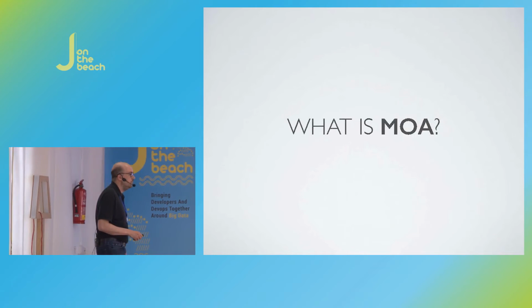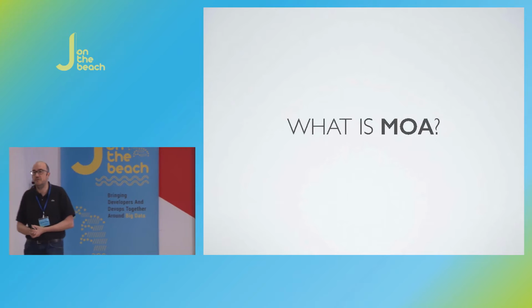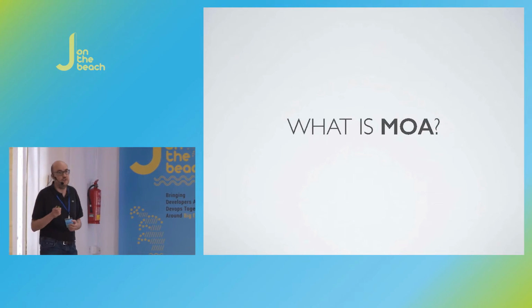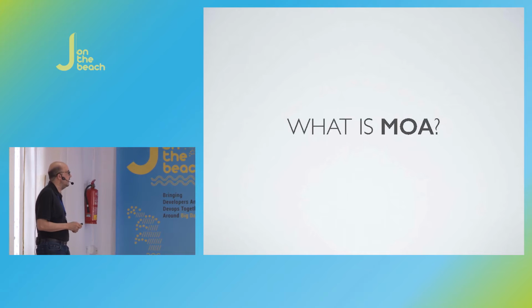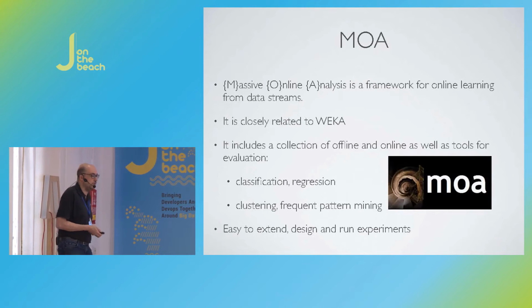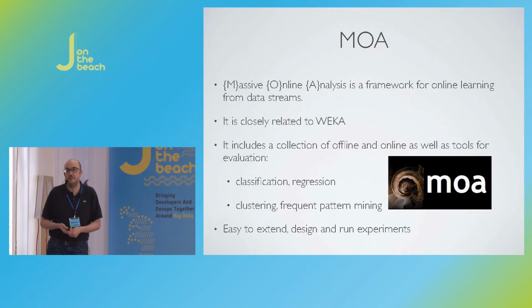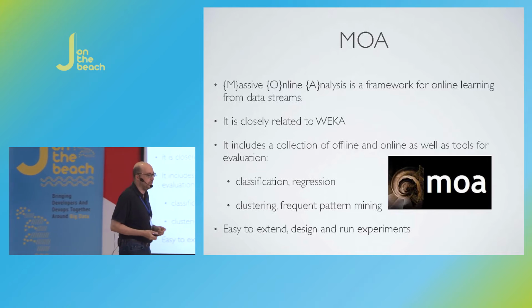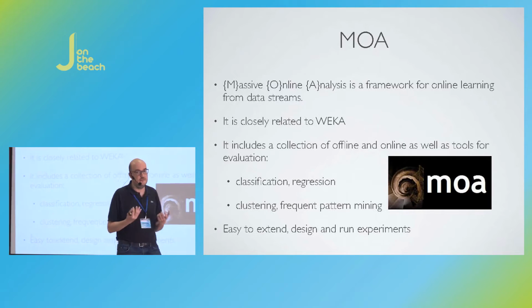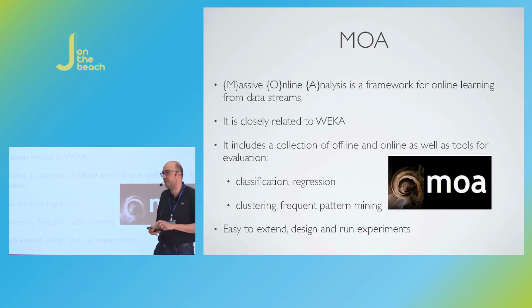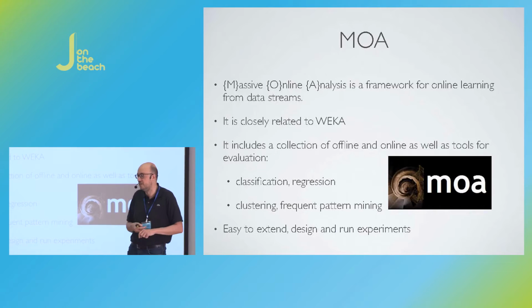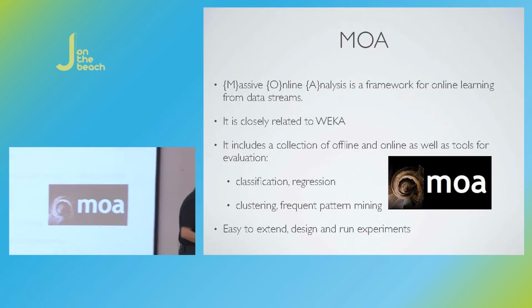Okay, so now I'm going to explain a little bit what is MOA. So MOA is a software that is only for one machine. MOA is a software that was started at University of Waikato in New Zealand, the same as Weka. Weka is a software for doing machine learning. And MOA contains a lot of methods for the typical machine learning methods: classification, regression, clustering, frequent pattern mining, and also outlier detection. And I think the most important thing is that it's very easy to use and very easy to extend.